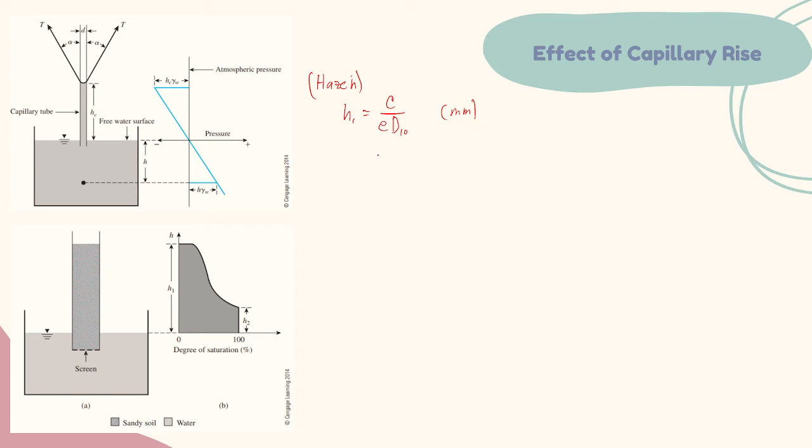And then at full saturation, we have the pore water pressure. The pore water pressure is equal to the negative unit weight of water times the height h. So h is measured from the free water surface up to this one, h.